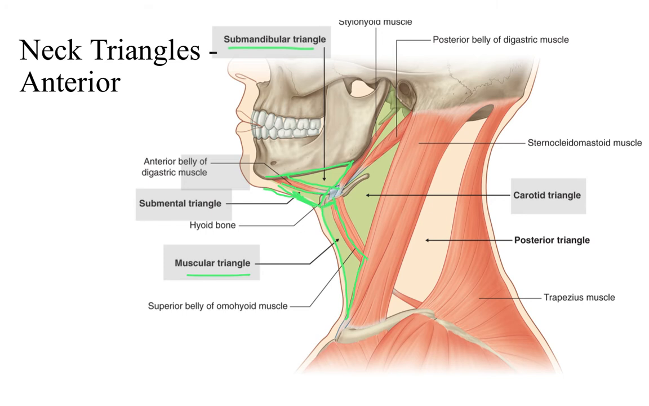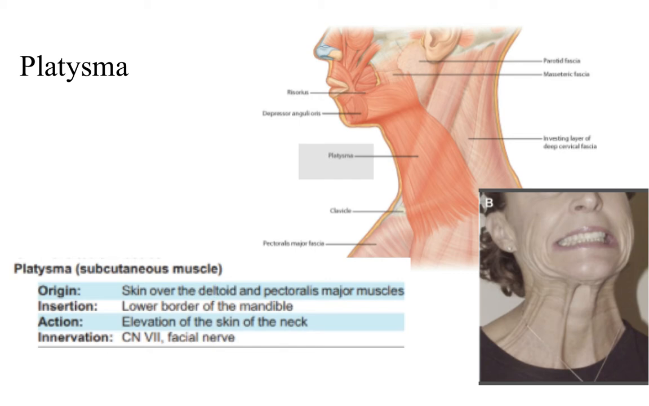And then we have our carotid triangle right here, posterior border being the sternocleidomastoid, superior border being the posterior belly of the digastric muscle, and the anterior border being the hyoid bone, as well as the superior belly of the omohyoid muscle. And then we have a couple other smaller triangles up in this region that we're not going to generally talk about.